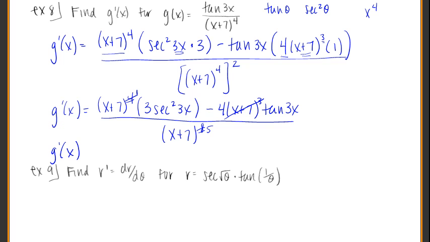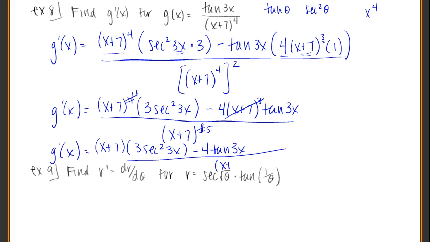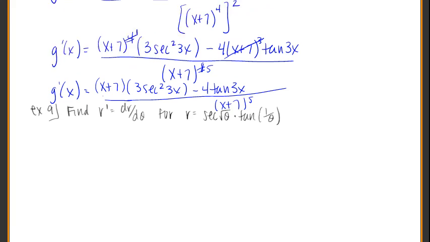So g prime of x is going to be x plus 7, so it's to the first power, times 3 secant squared 3x minus 4 tangent of 3x, and then all of that divided by x plus 7 to the 5th. Okay, and there's our final answer for that one. I guess if you wanted to, you can multiply 3 secant squared 3x by the x and the 7, but since nothing's going to combine with that tangent, you don't have to worry about it.